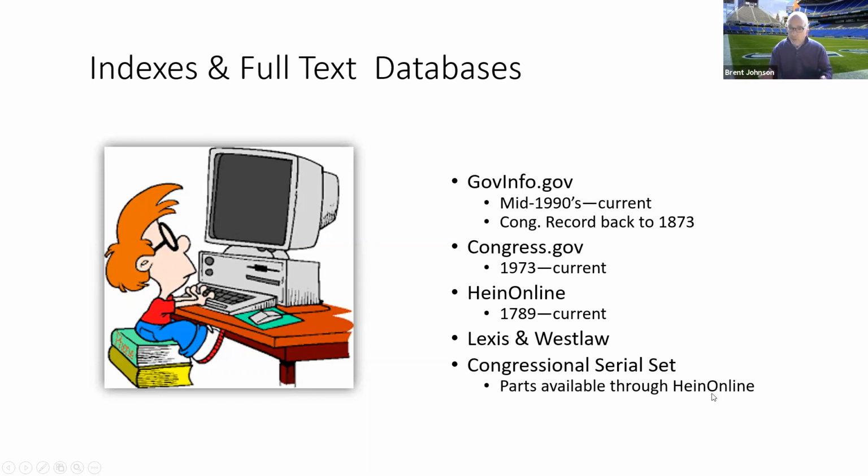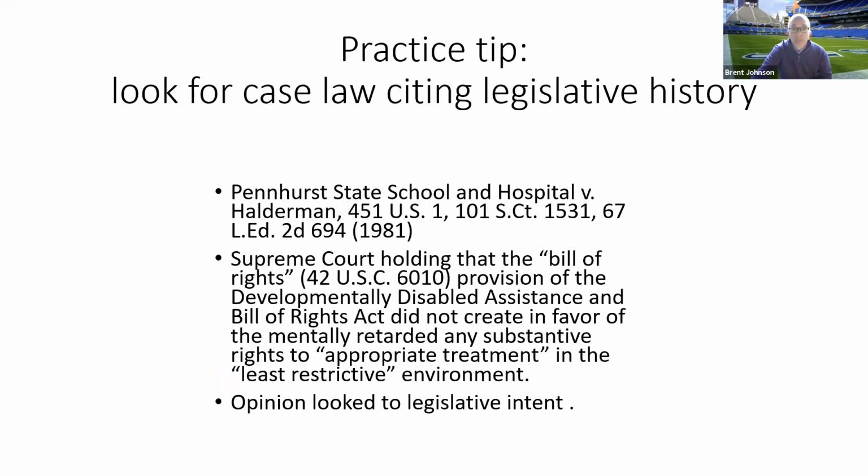So log into Hein Online, find the Congressional Serial Set. In the search bar, type in your piece of legislation, the name of the law, and see what comes up. You might be able to find a lot of stuff that way as well. So GovInfo, Congress.gov, Hein Online, the Congressional Serial Set, and then Lexis and Westlaw.